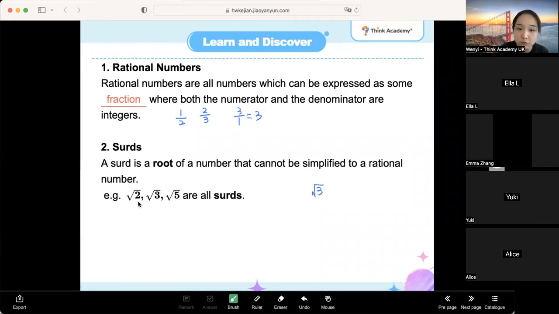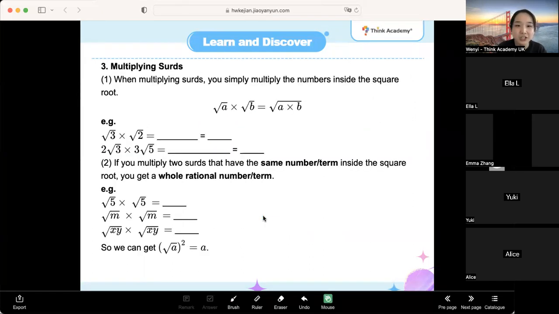For example, we have root 2. This cannot be simplified further. And also this root 5 cannot be simplified. But if I have root 4, this can be simplified further, right? And we can get a simplified form, which is, can someone tell me? Yeah, that is 2, all right? Then after we know the definition of surds, we can do some simple calculations.